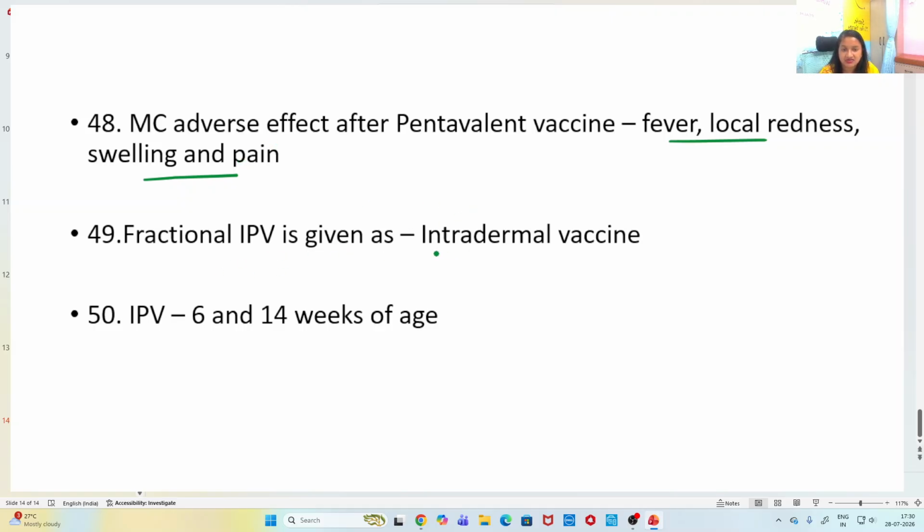Fractional IPV is given as an intradermal vaccine. IPV is given in the government schedule at 6 and 14 weeks of age.